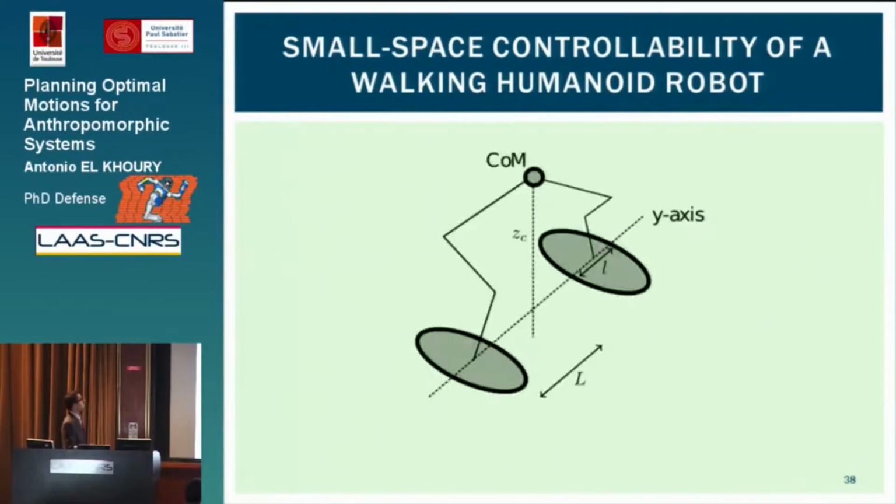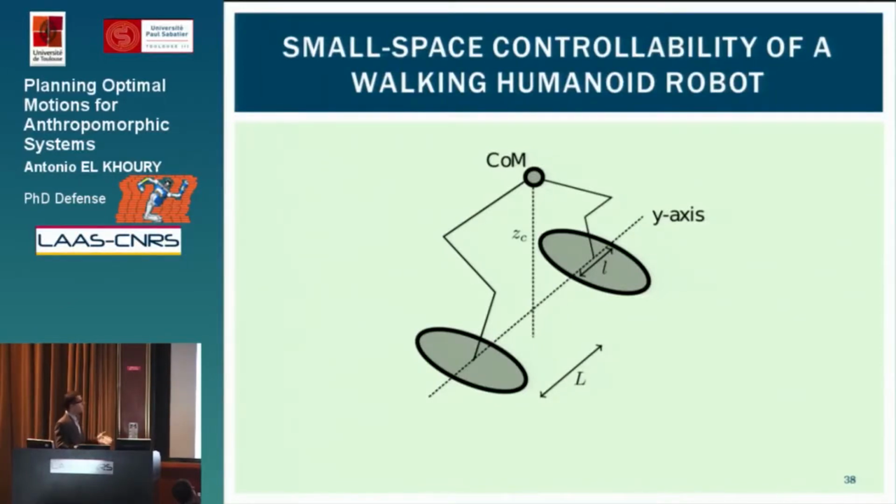So first, we consider this simplified model of a humanoid robot where we have the center of mass at a height ZC, and we have the 2 feet, which have along the y-axis a width lowercase l, and each foot is located at a distance uppercase L from the projection of the center of mass. Now, here we consider static robots.